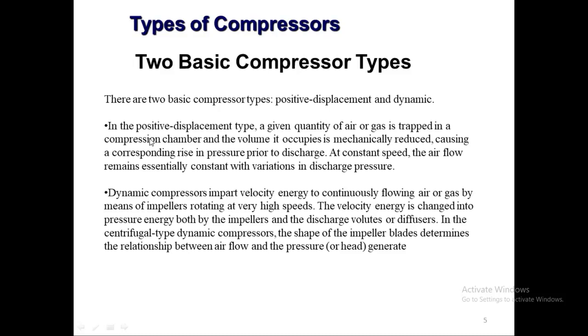So there are two things here in the dynamic type of compressor. There is a blade or a vane that is continuously rotating, and that's the one which is imparting kinetic energy on the fluid, on the vapor or on the gas. And then there is a volute or a diffuser. The shape of the volute or diffuser is such that it will convert that kinetic energy imparted by the blade or the vane to pressure. It will convert that dynamic and kinetic energy to pressure.